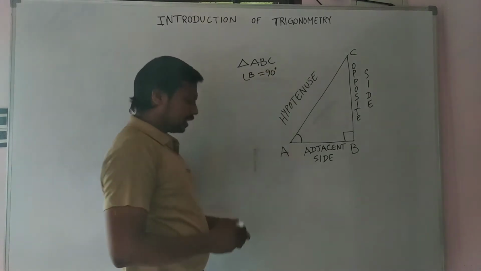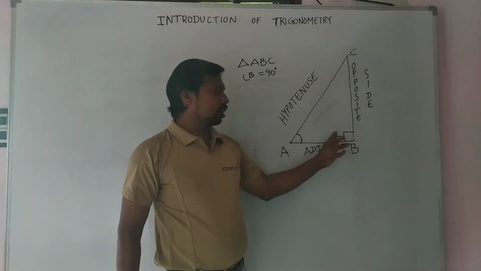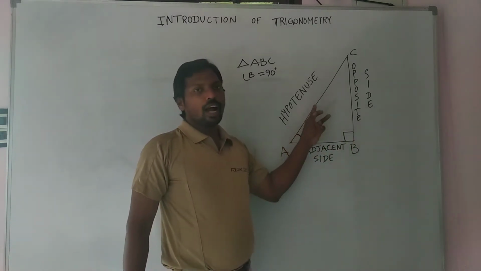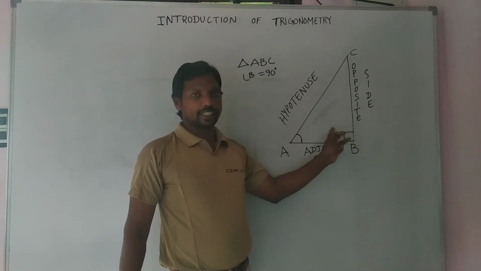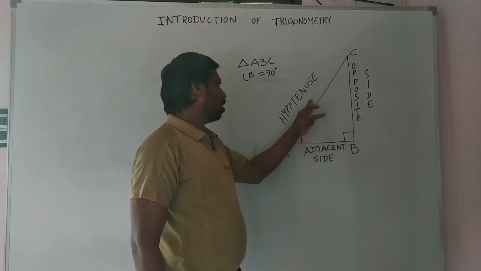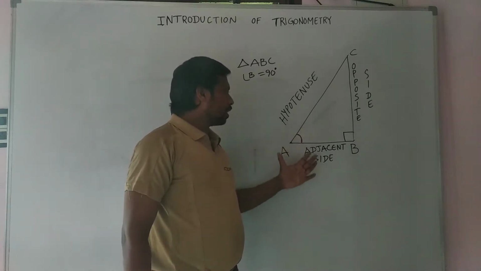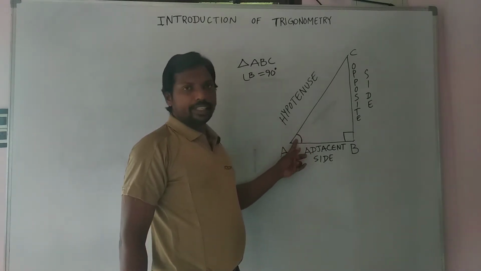The side opposite to the 90 degree angle is called the hypotenuse. This is the hypotenuse. Now I take one angle, angle A.